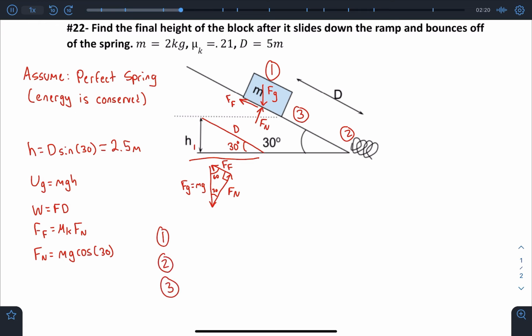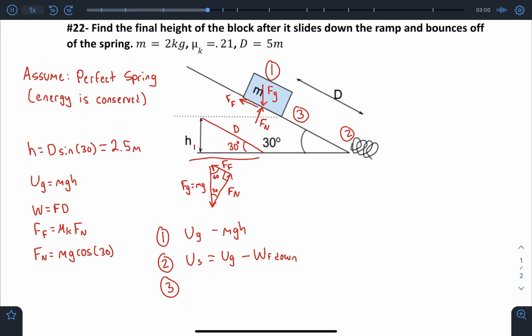To start at the top of the ramp, all we have is potential energy. And so we've got our potential energy due to gravity, and we can call it the initial potential energy due to gravity, is equal to mgh. Then at the bottom of the ramp, at point 2, we're going to have the potential energy in the spring equal to that initial potential energy due to gravity minus whatever work was done due to friction on the way down.